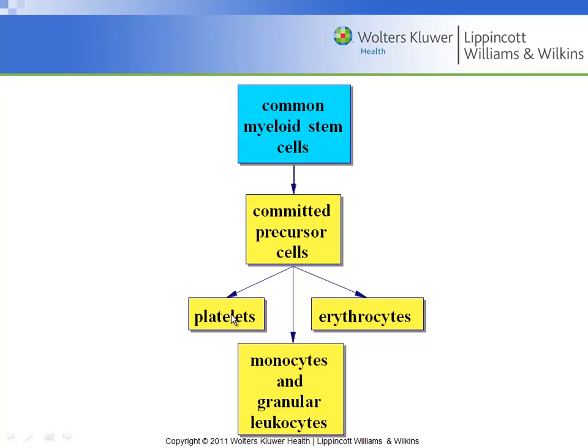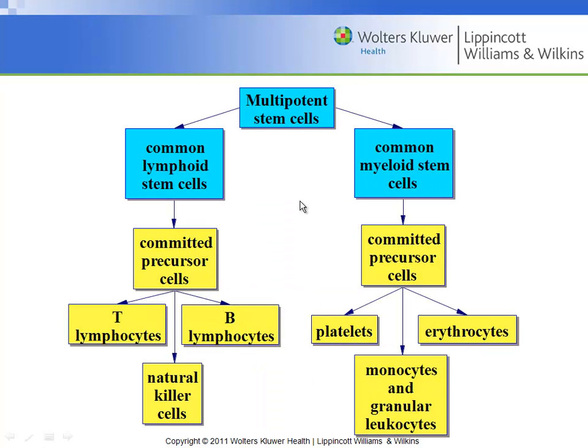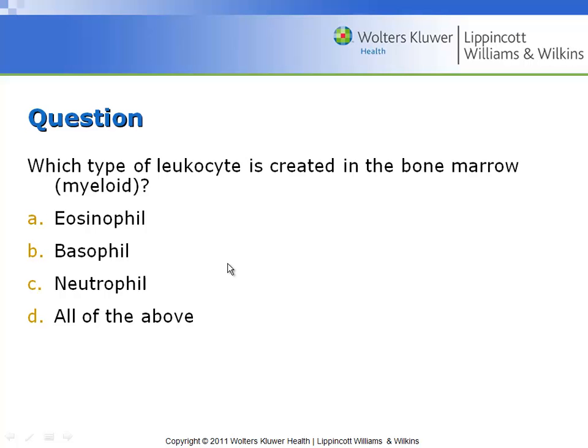Erythrocytes are red blood cells. Platelets are what help stop bleeding. And then we discussed monocytes and granular leukocytes. Then lymphoid stem cells are going to be producing T cells, B cells, and natural killer cells. So here they've just combined those two diagrams to show you the difference. Myeloid goes down this pathway. Lymphoid goes down this pathway and makes lymphocytes and natural killer cells.